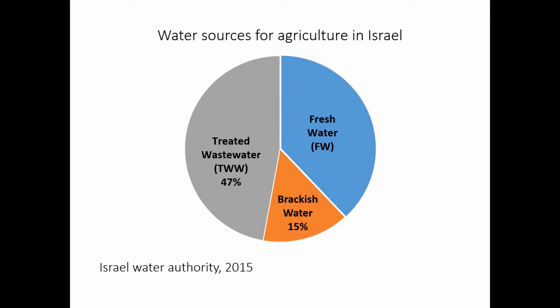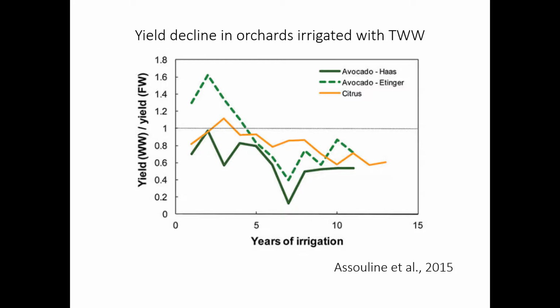This water contains a higher content of salts, mostly sodium, which could be very problematic, and higher organic matter content. In general, it is regarded as of lower quality compared with fresh water. And when we use irrigation with treated wastewater for many years, we have witnessed a decline in yield.